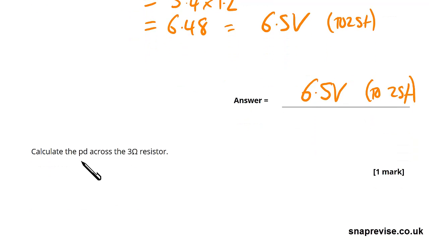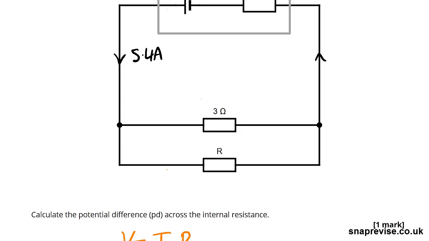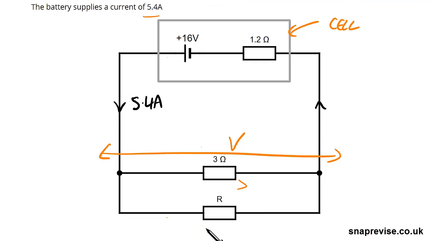For the next part of the question, they'd like us to calculate the potential difference across the 3 ohm resistor. So how do we do that? Here's where we use the fact that the potential difference across components in parallel is the same. The potential difference across this 3 ohm resistor, which we'll call V, is the same as the potential difference across this other resistor, which is equal to the total potential difference across these components in parallel. If we imagined them as one component, the potential difference across them would be V, and that's equal to the individual potential differences across each of these components.